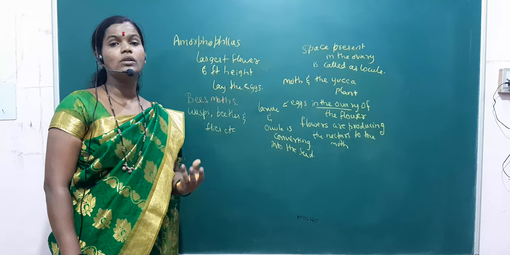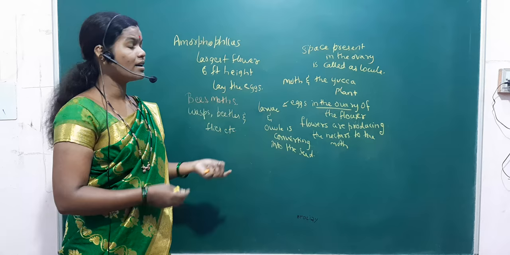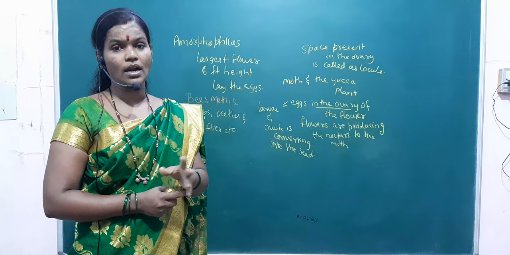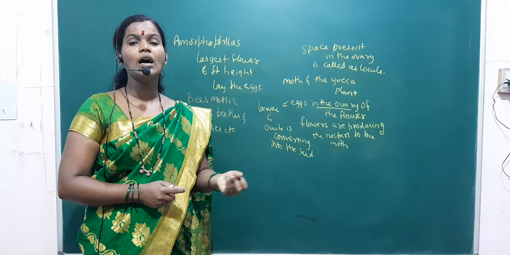They should have the fragrance and attractive color and large shape. See, birds are not going to be attracted to the flower by the color and the fragrance, but here the large shape of the flower is going to attract the bird. So sunbirds and the hummingbirds are the examples we are going to see here.